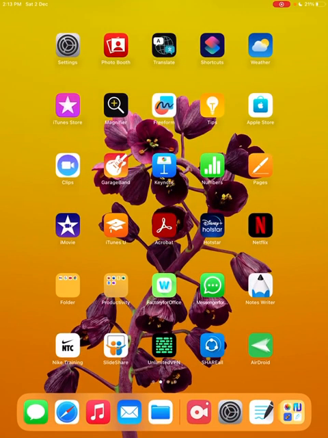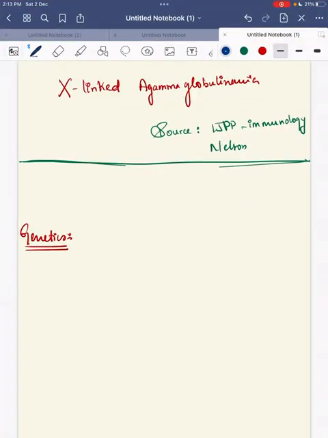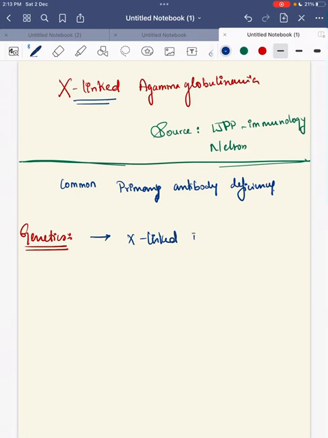Everyone, today we'll discuss X-linked agammaglobulinemia, that is Bruton's agammaglobulinemia. It is the common primary antibody deficiency disease. Going on to its genetics, as the name suggests, it is an X-linked inherited disease.